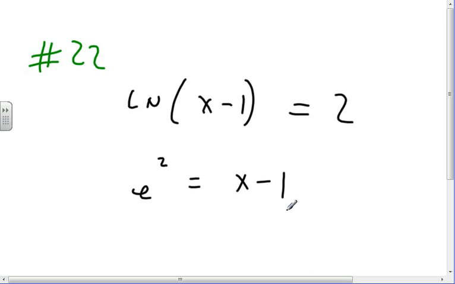All right. So x is going to be e squared plus 1. And, oh, we're done. It doesn't say find it to two significant digits or anything. Is there anything wrong with that answer? That's perfectly okay.